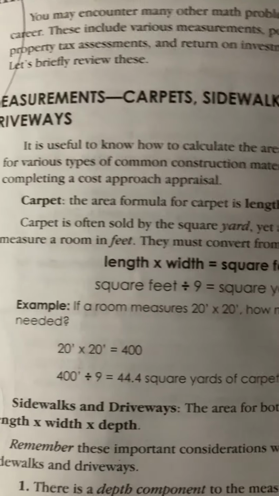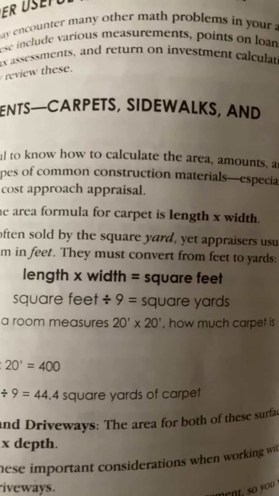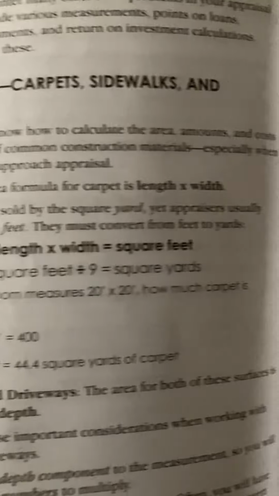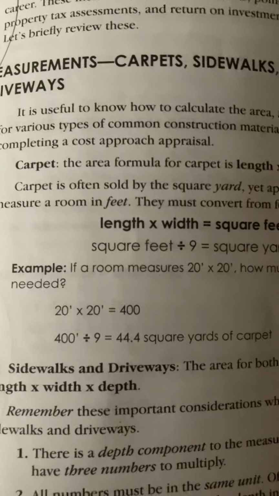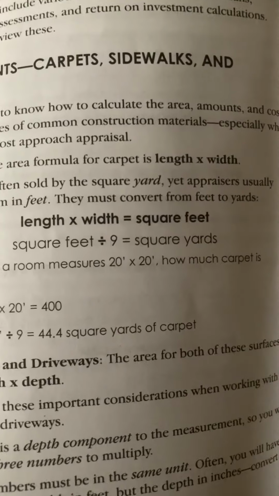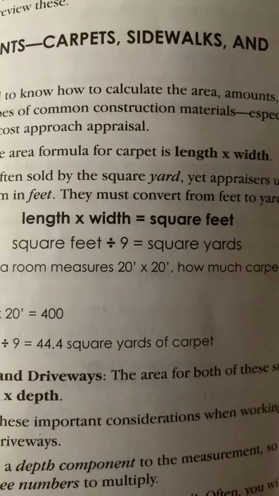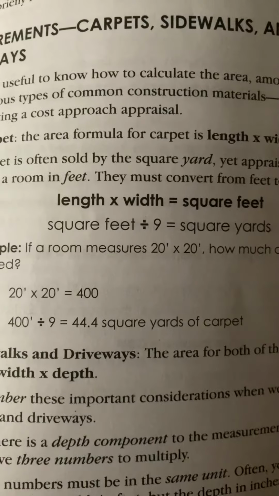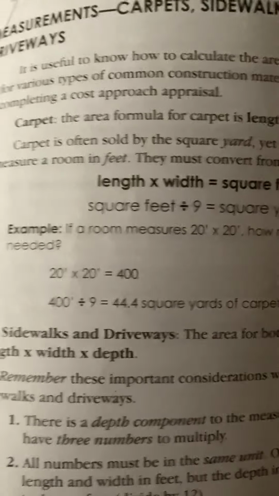Carpet. The area formula for carpet is length times width. Carpet is often sold by the square yard, yet appraisers usually measure a room in feet. They must convert from feet to yards. Here's the formula. You take your length and you multiply it by your width. That'll equal your square feet. Then you take your square feet and you divide by 9. Now it'll equal square yards.